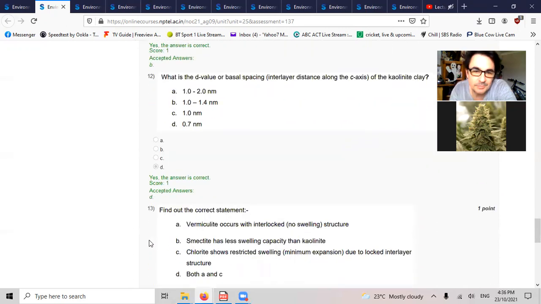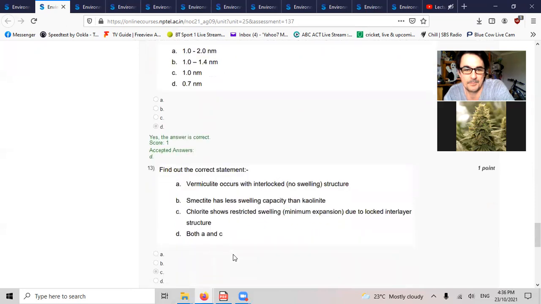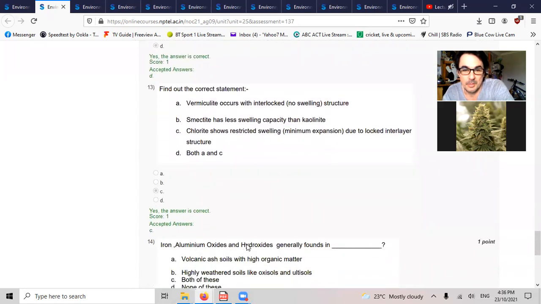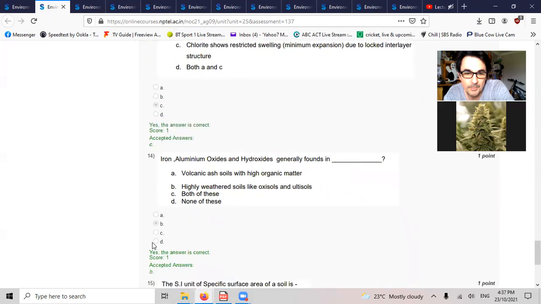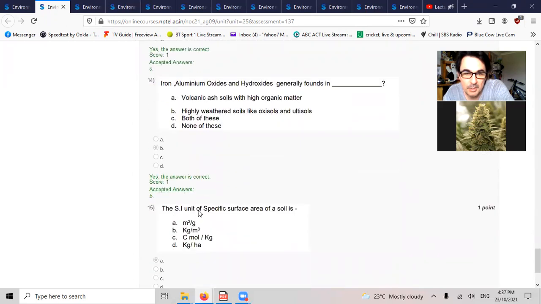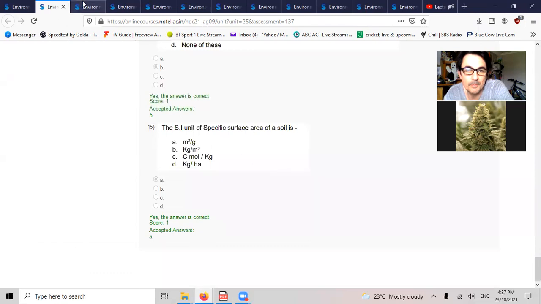Find out the correct statement. Vermiculite, it swells. Smectite is a 2-to-1 and kaolinite's 1-to-1, so it's not right. Chlorite, it's chlorite. C. Iron, aluminium oxides, hydroxides are found in ultisols and oxisols. B. The SI unit for specific surface area is square meters per gram. Oh, next one.